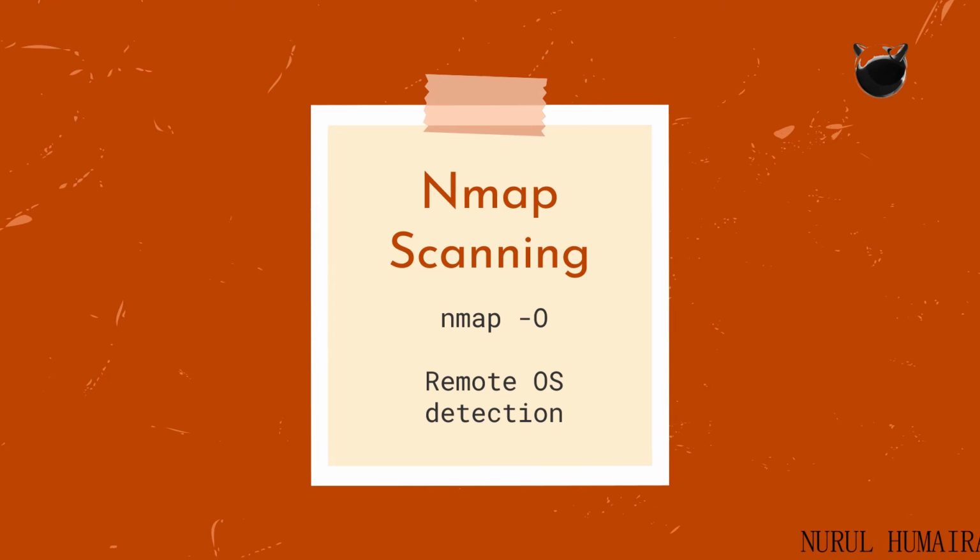The last example of Nmap scanning is remote OS detection with the -O option. This option can detect more than the inner workings of an operating system.